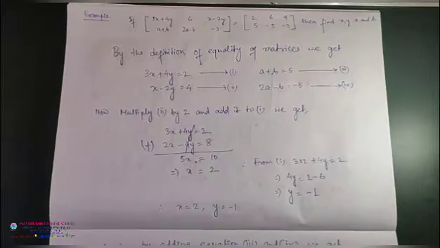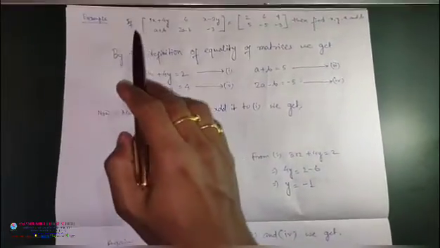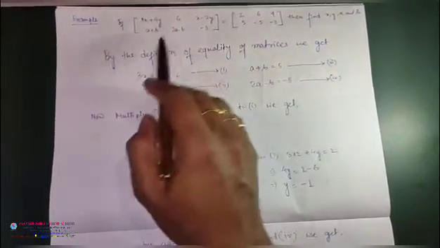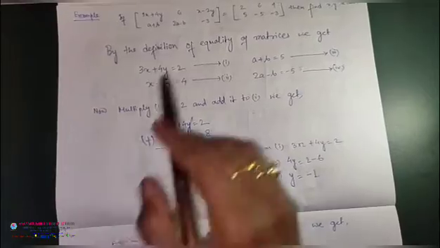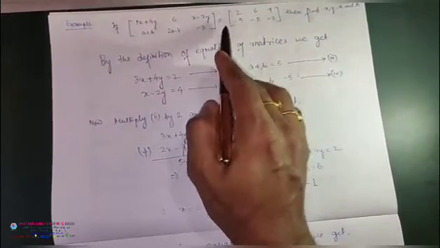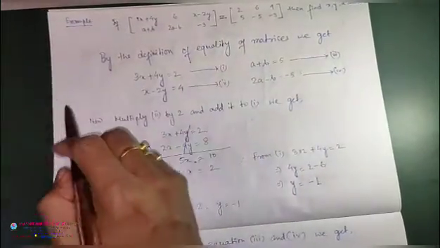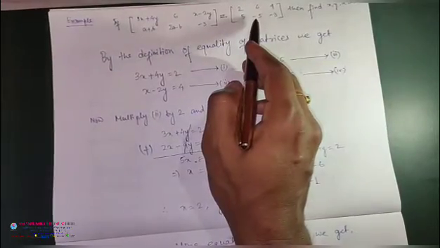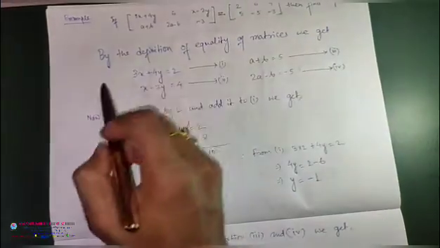Okay. Now let us solve one example. Here in this question two matrices are given and we have to find the values of these unknowns. Since in the question both the matrices are equal, that means since the equal sign is given, these are equal matrices. So by the definition of equality of matrices, we get that the corresponding elements should be equal.